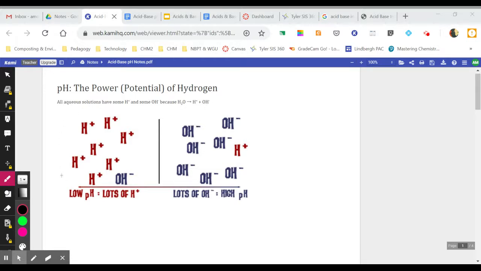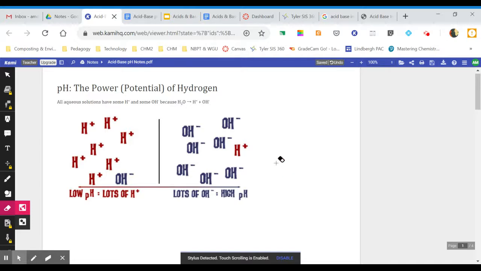So if you have lots of hydrogen ions in your solution, then you have a low pH, and that's considered an acid. If you have relatively lots of hydroxide ions, you have a high pH, and then that's considered a base. It kind of sounds counterintuitive because if you have lots of hydrogen, it's a low pH. And if you have lots of hydroxide but very little hydrogen, you have a high pH. So it does have something of an inverse relationship, and we'll take a look at why that happens.